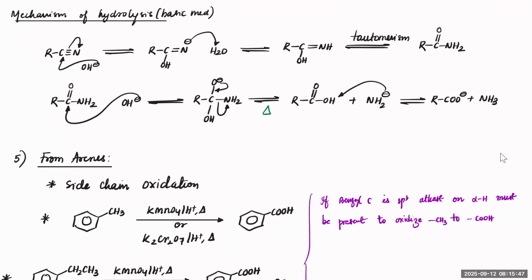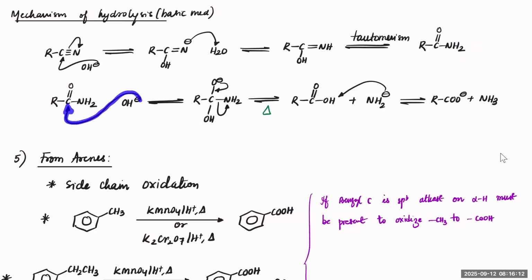What will be the products in basic hydrolysis? OH minus will attack carbon, and the pi bond will shift onto nitrogen. Nitrogen will take H plus from water, which converts it into an enolic form. The enol undergoes tautomerism, because you can see there is ene and ol. So that will make it an amide after tautomerism.